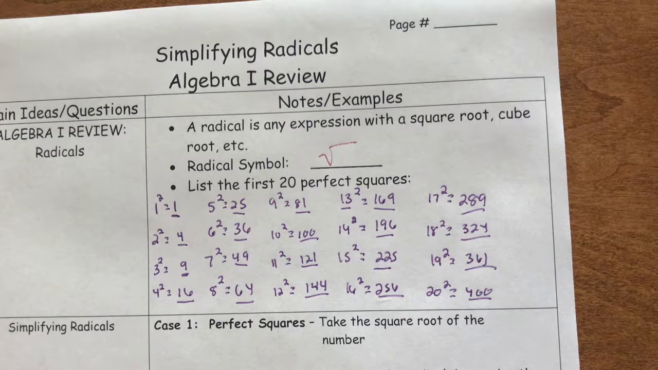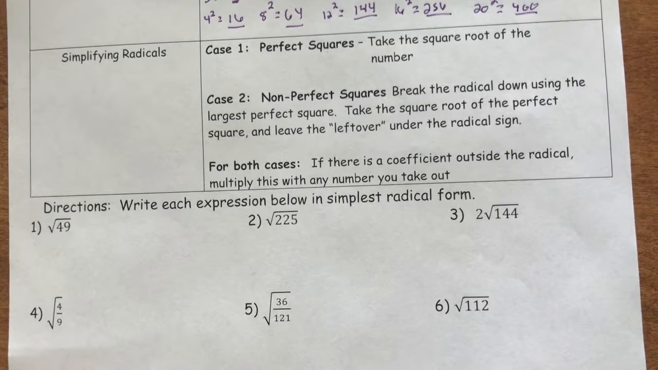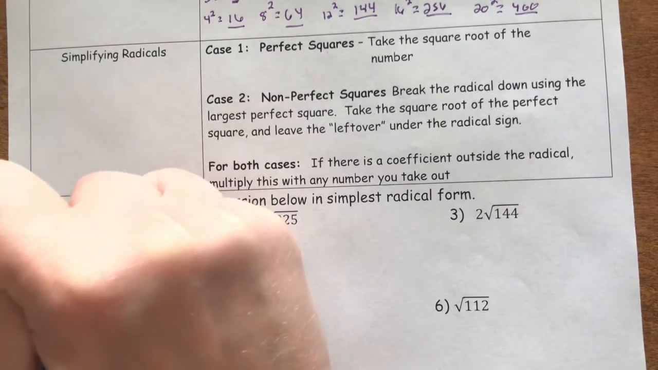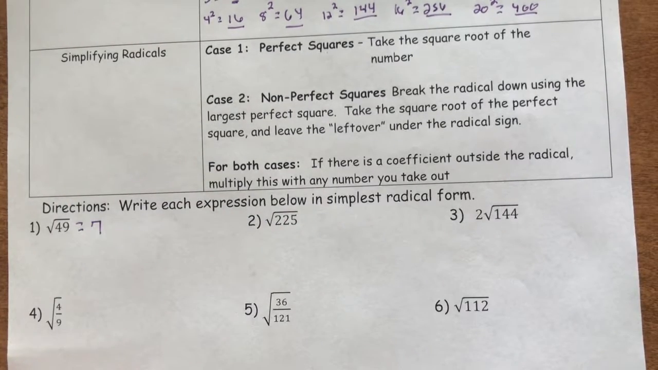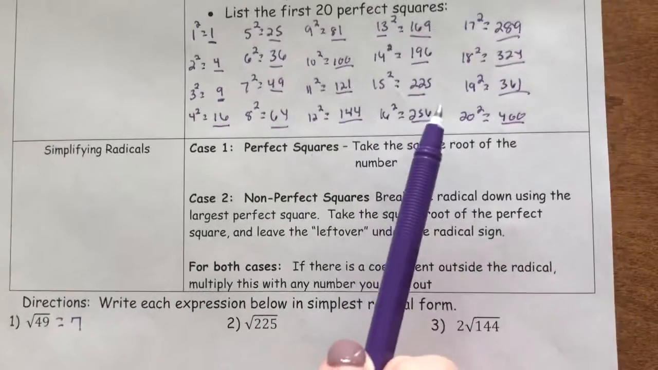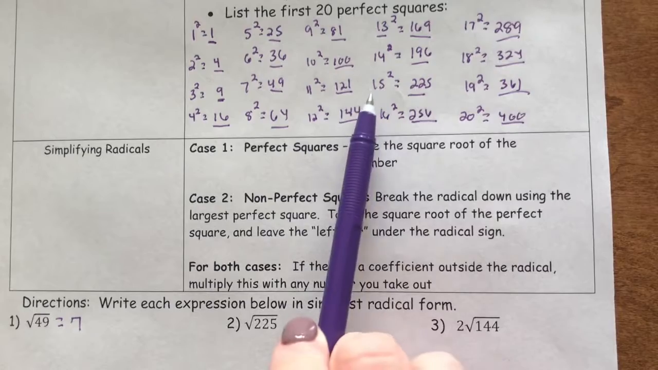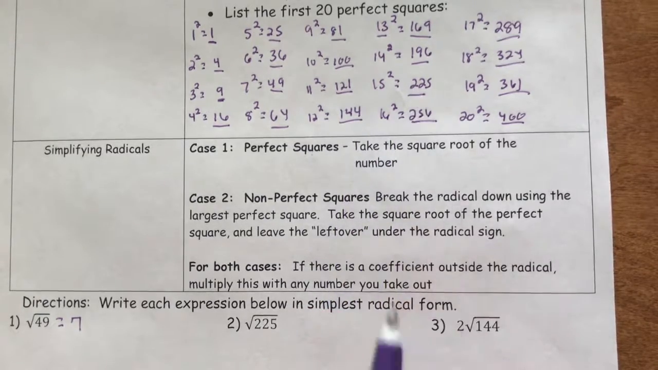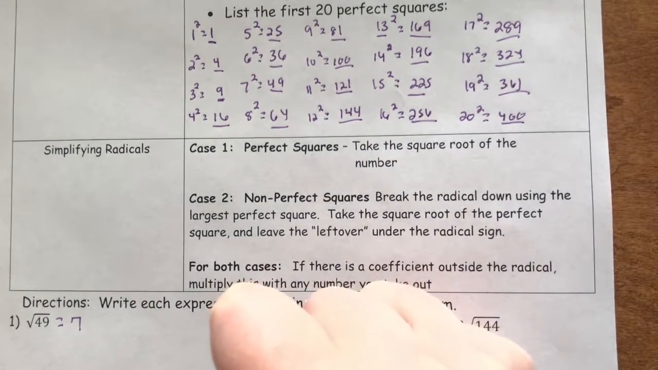So today we're going to simplify radicals. And if our number is a perfect square, it's really easy to do because all we have to do is take the square root of the number. So for example, if I give you the square root of 49, 49 is a perfect square because 7 squared takes us back to 49, and 7 is our whole number. So 7 is the square root of 49. 225, again, you look up at your list. 225 is a perfect square because 15 squared gives you 225. So the square root of 225 is 15.